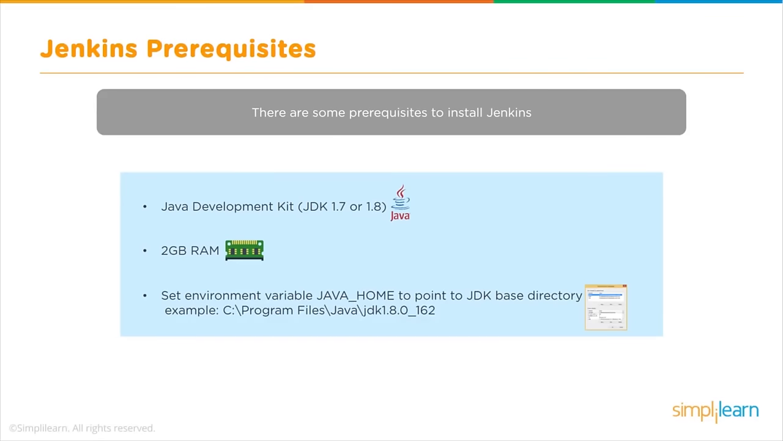So all that it needs is Java, preferably JDK 1.7 or 1.8. 2GB RAM is the recommended RAM for running Jenkins. And also, like any other open source toolsets, when you install JDK, ensure that you set in the environment variable Java home to point to the right directory.